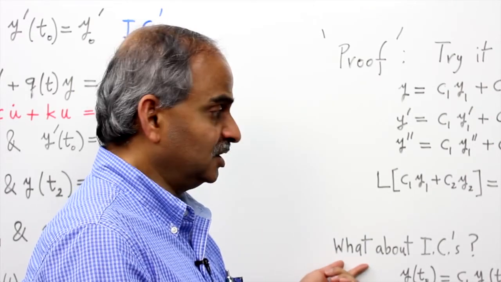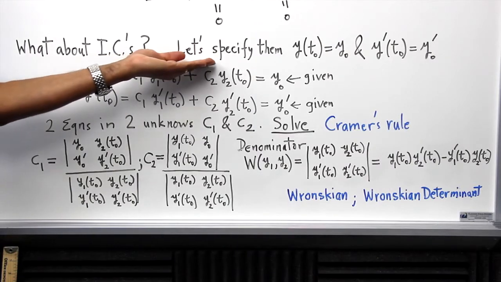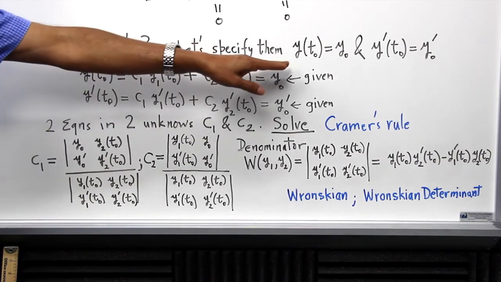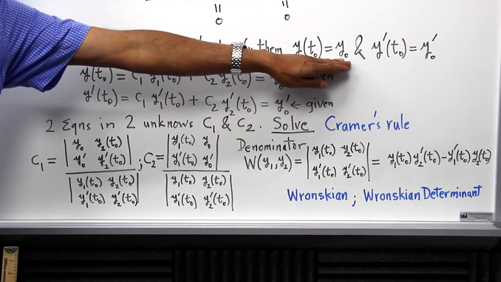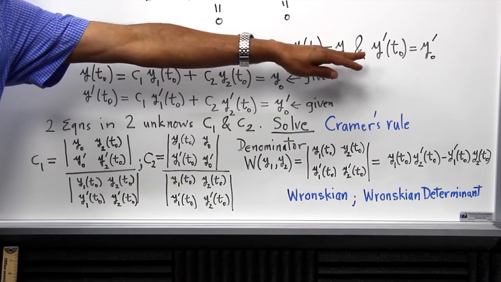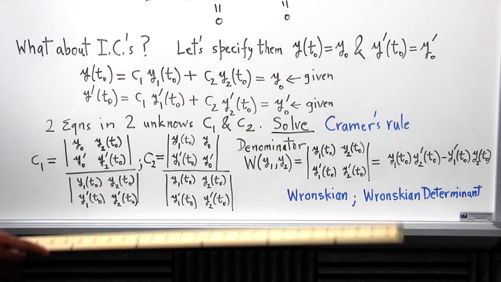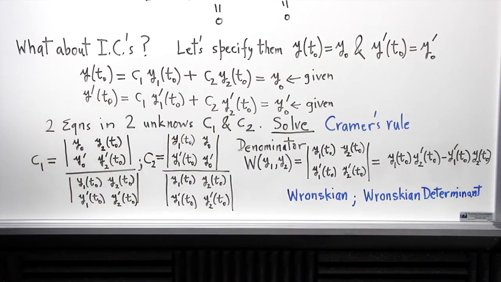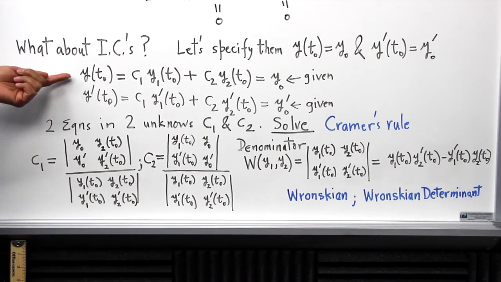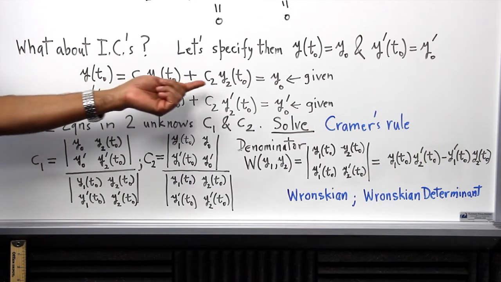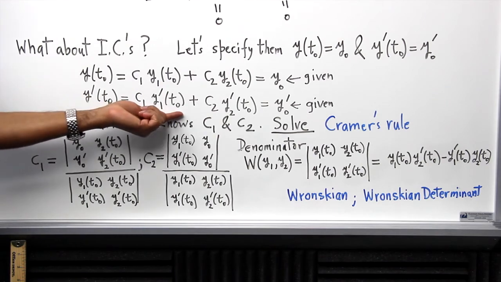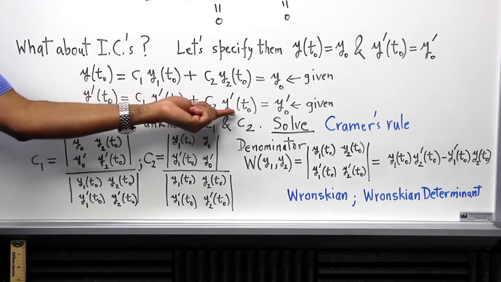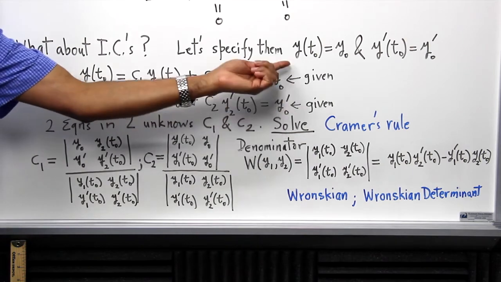We haven't talked about initial conditions. And so let's specify some initial conditions. If we specify the following initial condition, that y at t0 is equal to some given value y0, and the slope y prime at t0 is given by some value y0 prime, we can now try to satisfy these two initial conditions. And so note that y is this linear combination equal to y0, which is given, and y prime, which is equal to this, as we had seen by simple derivation, is equal to y0 prime. These two numbers are given.